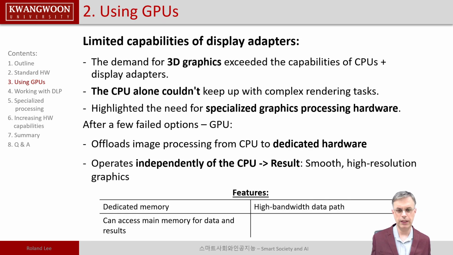Okay, so we see the features here: dedicated memory, high bandwidth data path, and also it can access main memory for data and results. What truly sets apart a GPU is that a GPU typically contains hundreds or thousands of cores, contrasted with just a few cores for a CPU. 8 cores is about the best that you can get, even with the newer i9 processor.